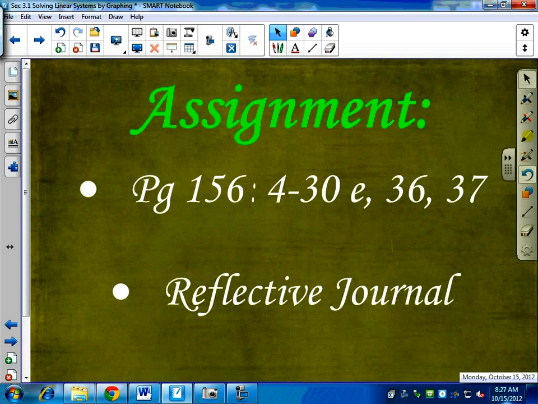Graphing, systems of linear equations by graphing.